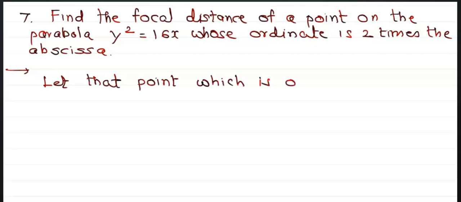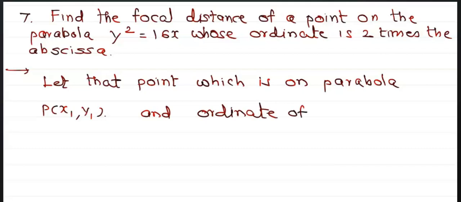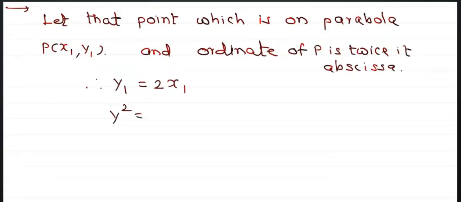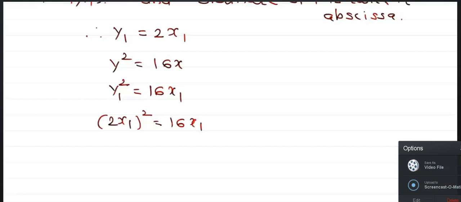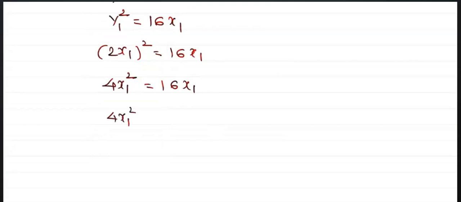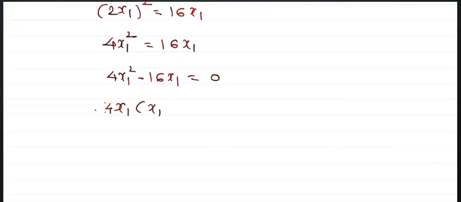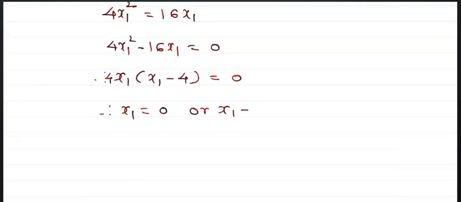The point which is on the parabola is P(x1, y1), and the ordinate of P is twice the abscissa, that is y1 is equal to 2x1. Since y square is equal to 16x, if we substitute it, that is (2x1) square is equal to 16x1, therefore 4x1 square is equal to 16x1. And if we take 4x1 common, then x1 is equal to 0, or x1 minus 4 is equal to 0, x1 is equal to 4.